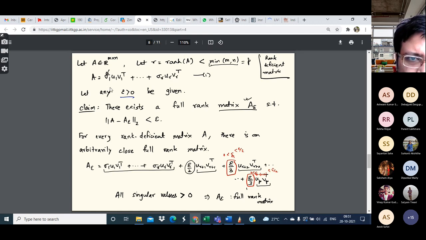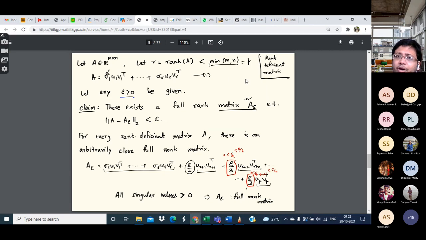We continue to use the singular values and singular vectors of the same original matrix A, and then for the remaining ones, u_{r+1}, v_{r+1}, u_{r+2}, v_{r+2}, etc., we just put in imaginary singular values of epsilon by 2, epsilon by 3, etc. Although this matrix A is rank deficient, meaning sigma_{r+1}, sigma_{r+2}, sigma_{r+3} up to sigma_n are of course all equal to 0.